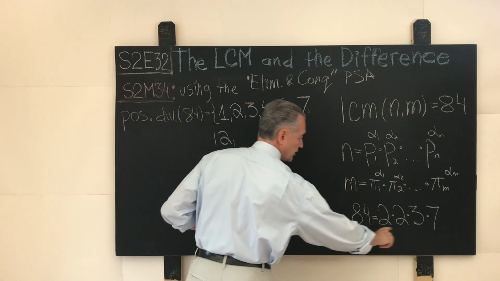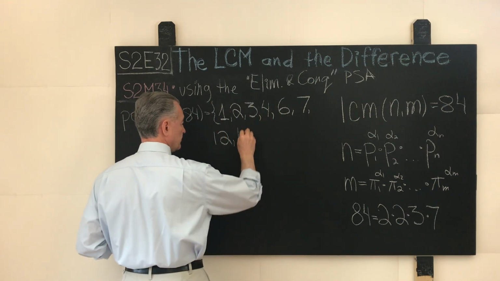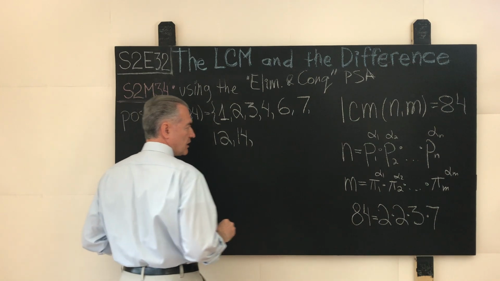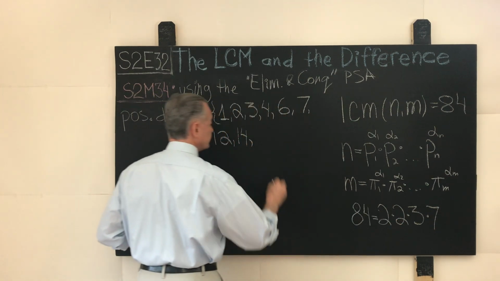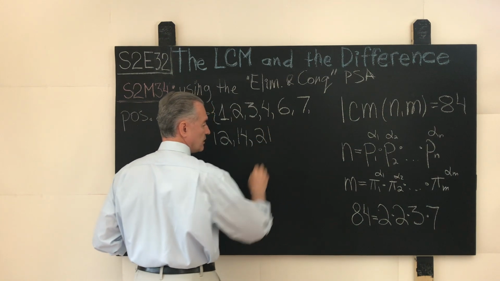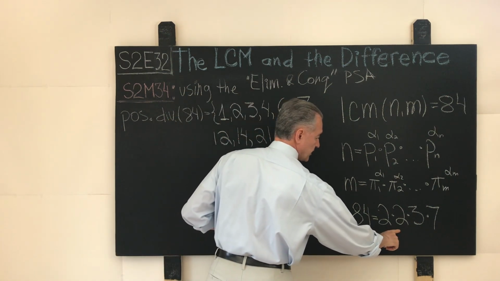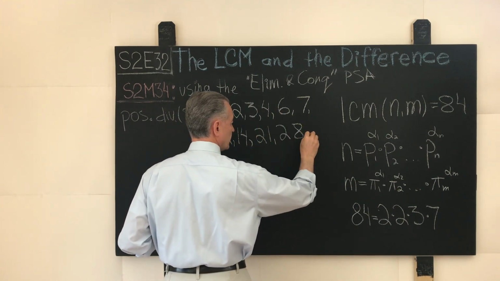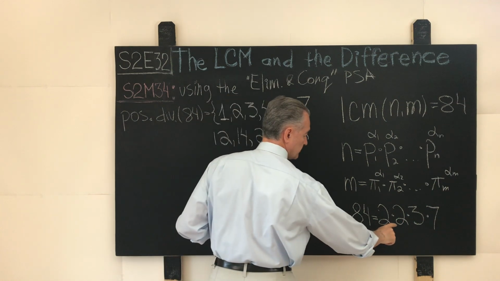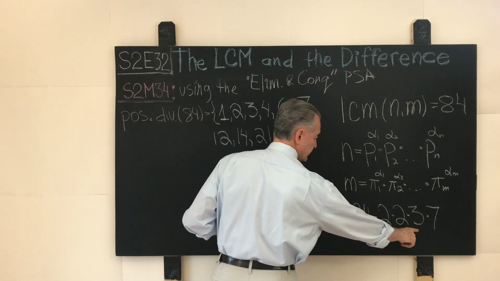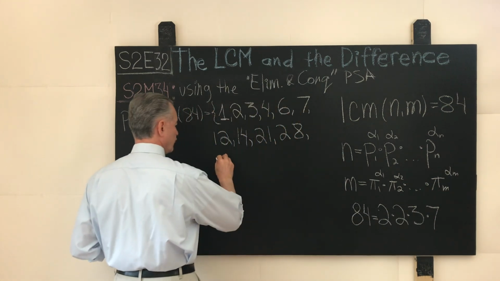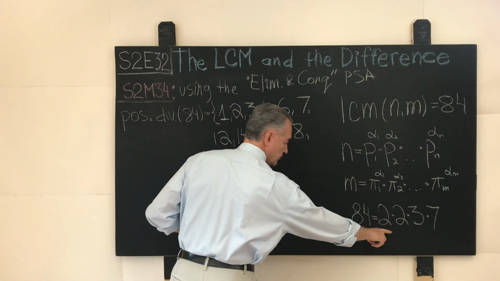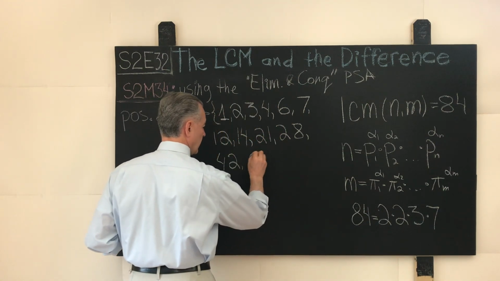2 times 7 will be 14. What else do we have? Then 3 times 7 is 21. 4 times 7 is 28. Then 2 times 3 is 6. 6 times 7 is 42. And then evidently 42 times 2 is 84.